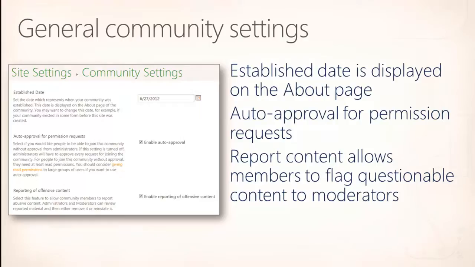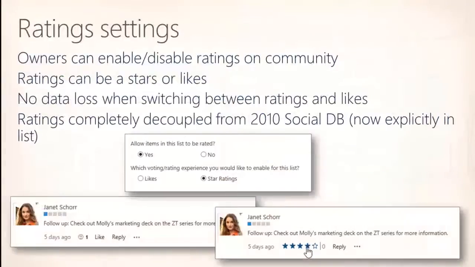So it's really for members to know, oh, this community's been around for 2 years or just for the last 6 months. Here is the auto approval setting that we didn't demo for you, but clicking this means the owner does not have to go and approve every single person that wants to join the community, and you saw enabling of offensive content. Rating settings. So owners can enable or disable ratings in the communities. You don't have to have likes and ratings in there.